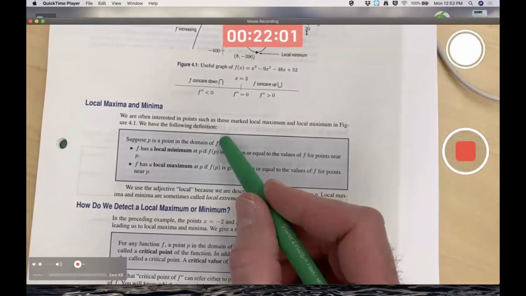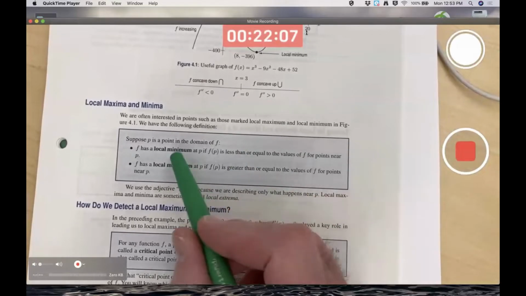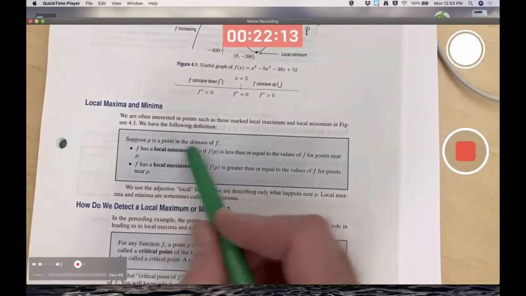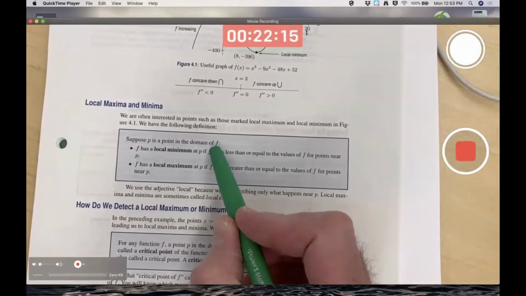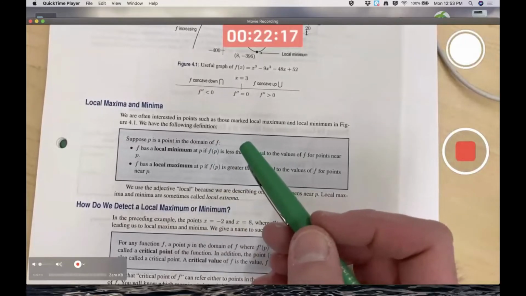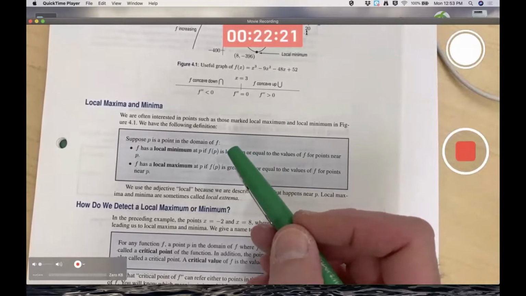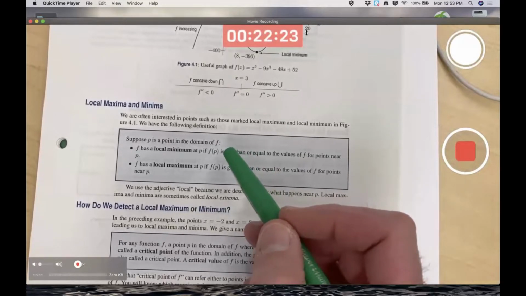So it's understood that P is a point, a number, really. Even though they say point, they really mean number. Sometimes we use the word point to refer to a number. In the domain of f, what's the domain of f? Well, it could be the entire real number line. It could be an open interval that does not contain its endpoints. It could even be a closed interval that does contain its endpoints. And actually, you could get more abstract than that, but we won't.